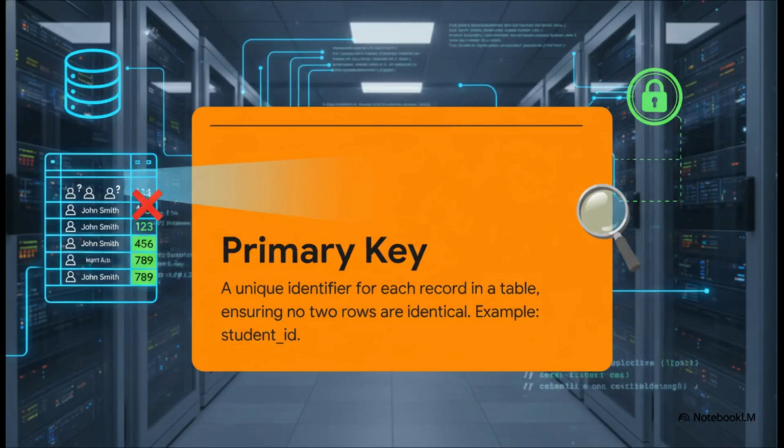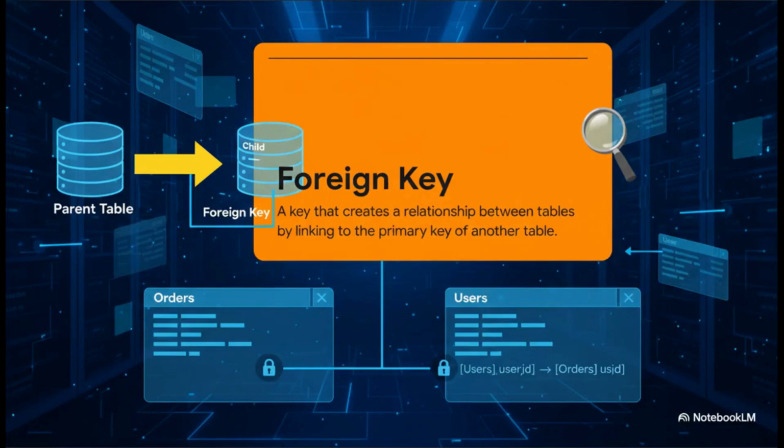But wait, how do you tell the difference between two students who happen to have the same name? Well, that is the whole job of the primary key. It's a totally unique identifier, like a student_ID, that guarantees every single row in your table is one of a kind. And now for the real magic, the part that connects everything together, the foreign key. This is actually pretty simple. It's just the primary key from one table that you place inside another table to create a link.